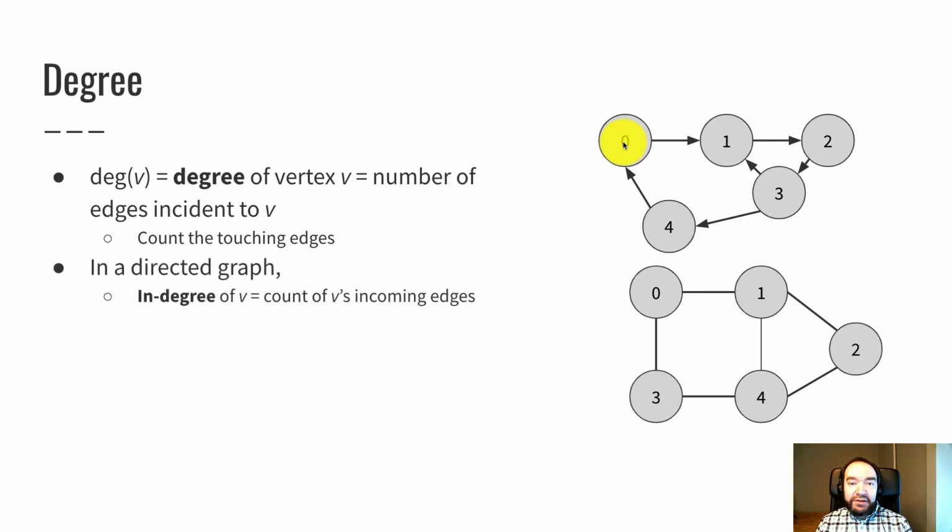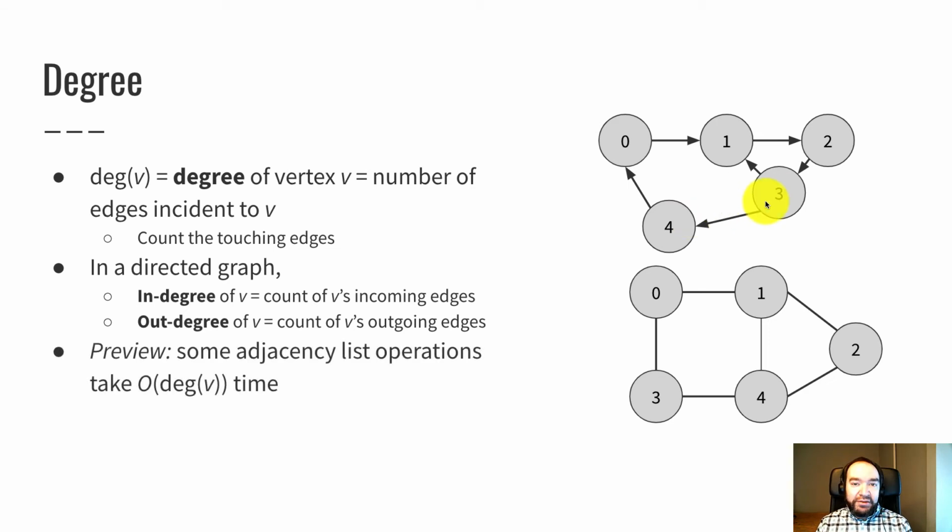In a directed graph, sometimes we want to distinguish between the number of incoming and outgoing edges. The in-degree of V is the count of V's incoming edges. So for instance, 3 in the directed graph has an in-degree of 1 because there's only one edge coming into 3. And symmetrically, the out-degree of V is the count of V's outgoing edges. That same vertex 3 has an out-degree of 2. There are 2 edges coming out of 3.